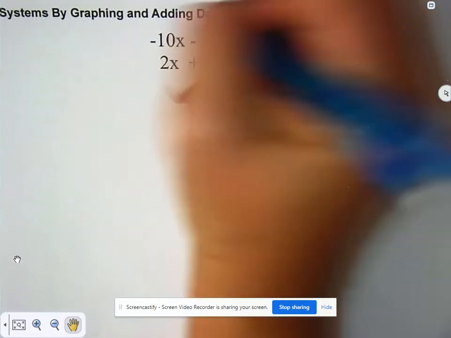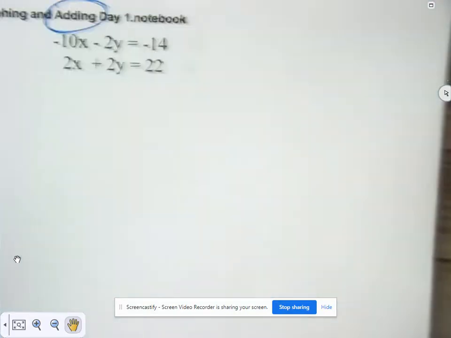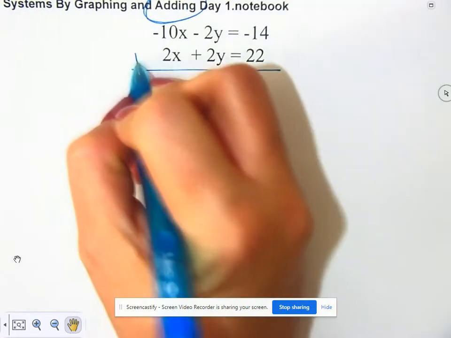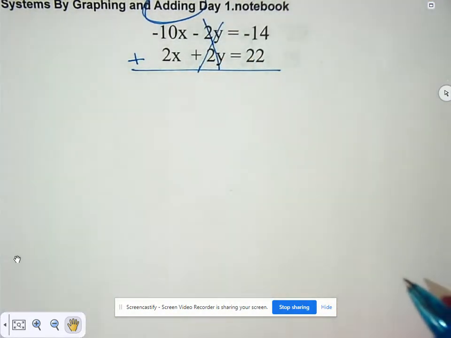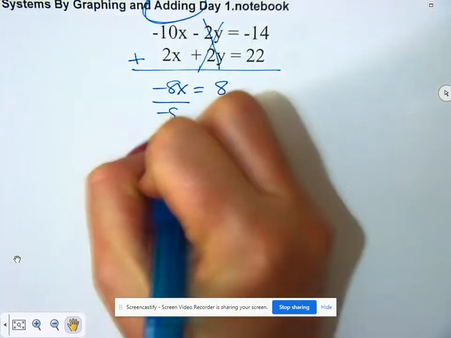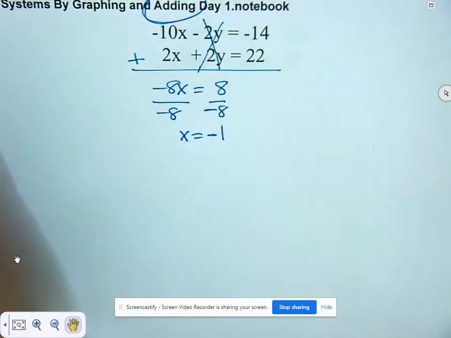And then we are simply going to add these together. We'll talk about all of this in more detail, like I said, tomorrow. But we're basically going to add these together. And when I add these together, you're going to notice that my y's cancel out. So I'm going to get negative 8x equals 8. And then we're just going to solve for whatever variable they have. Okay, so we've got x is negative 1.